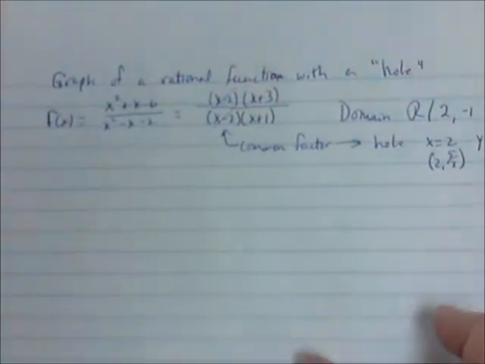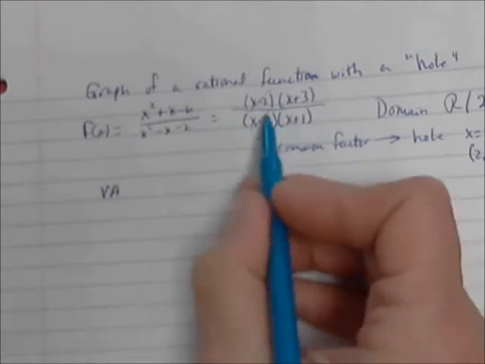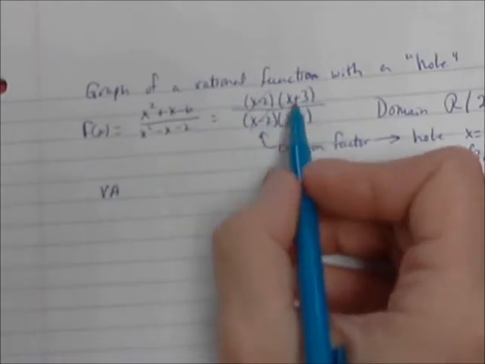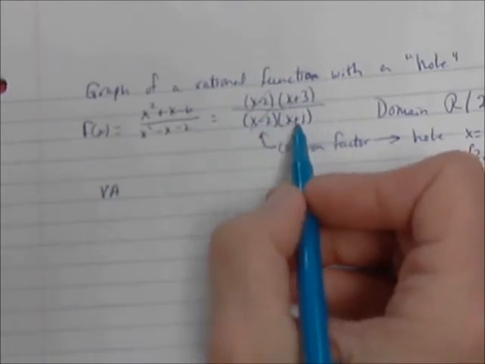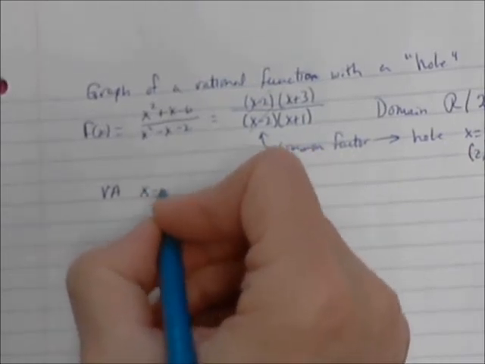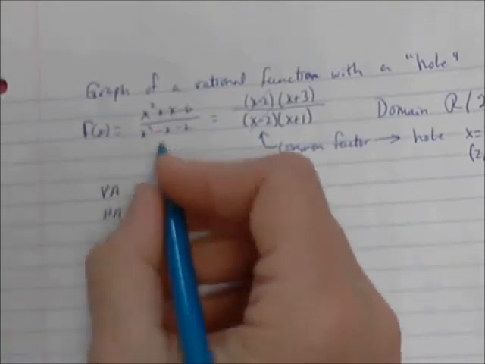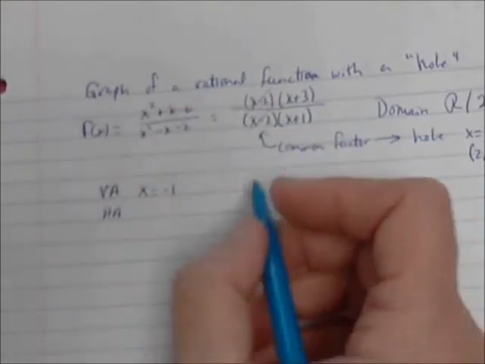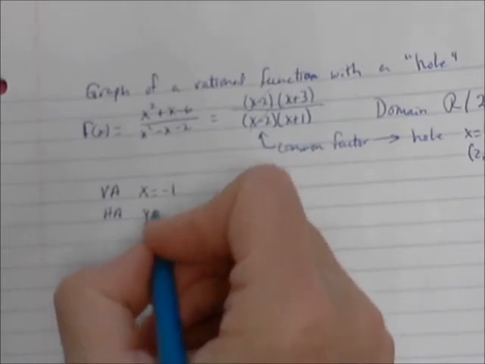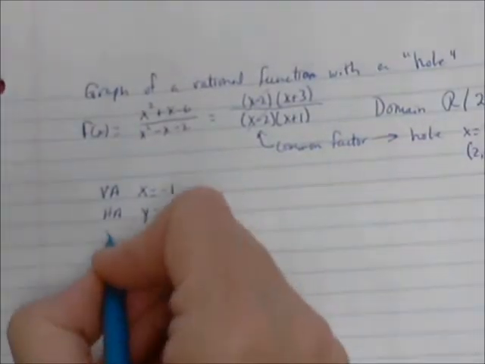Next thing we're going to do is find the vertical asymptote. Setting the denominator equal to 0, well, what remains is x plus 3 over x plus 1. So our vertical asymptote is x is equal to negative 1. Horizontal asymptote, because the degrees are equal, we divide the leading coefficients. So y equals positive 1 is our horizontal asymptote.